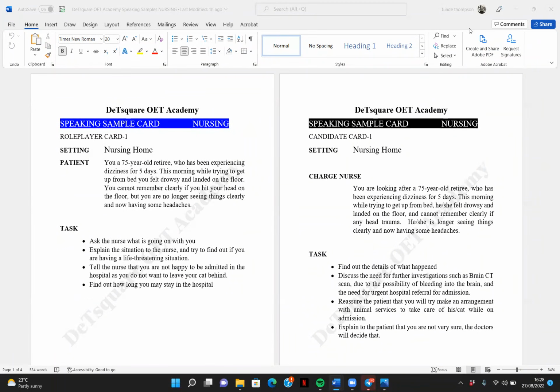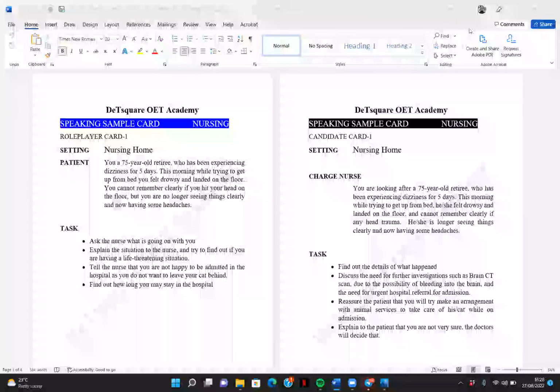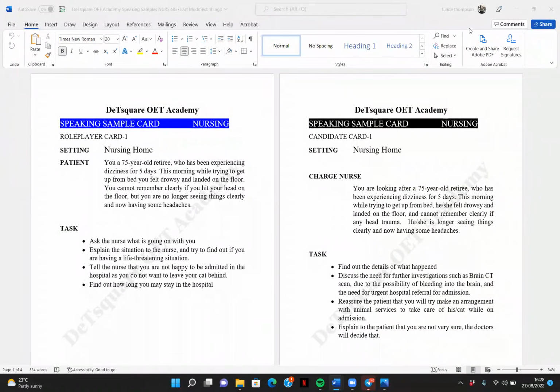Okay. Well, I'm okay with the scan and all, but I'm really not happy going to the hospital or being admitted in the hospital, because I don't want to leave my cat behind. Oh, I see. Thank you for expressing this concern, okay? Mrs. Samantha, I really want you to relax, okay? I will try to make an arrangement with animal service to take care of your cat while you're on admission in the hospital. How does that sound?